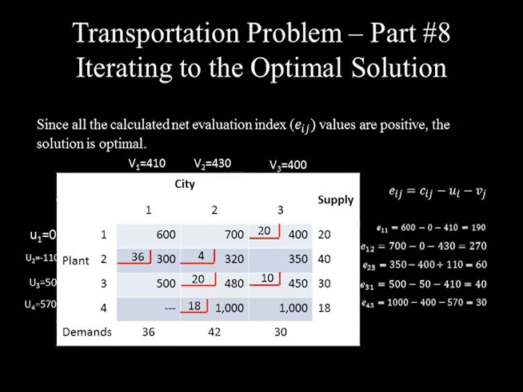Since all the calculated net evaluation index values are positive, the solution is optimal. These positive values of net evaluation index tell us that if we choose either of them as an incoming cell, we will incur an additional unit transportation cost equal to the values of that calculated net evaluation index. For example, if the cell at the intersection of row 2 and column 3 is chosen as the incoming cell, the unit transportation cost is increased by 60 per unit.